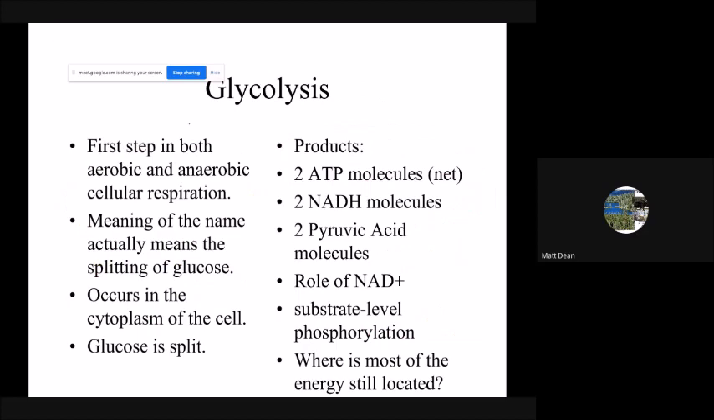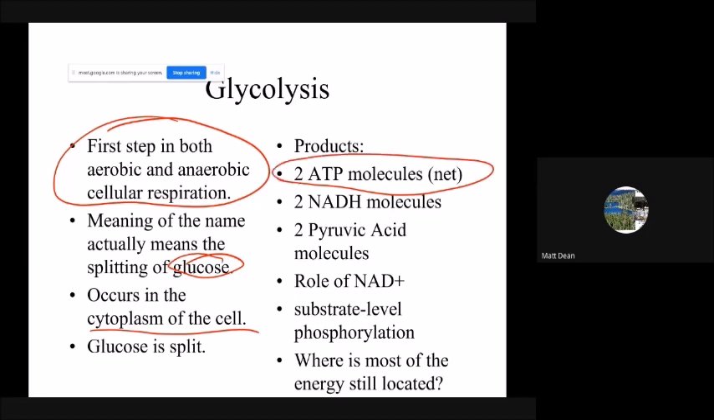So glycolysis is the first step in both parts of respiration, aerobic and anaerobic. It's essentially the splitting of glucose and the removal of some of the energy of that glucose. Occurs in the cytoplasm. It makes 3 main products. It produces a little bit of ATP. Turns out it actually makes 4 ATPs, but it also requires 2 to happen. So you net 2 ATPs.